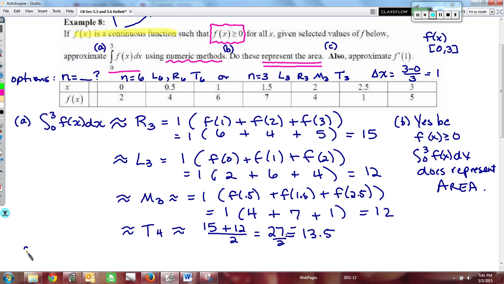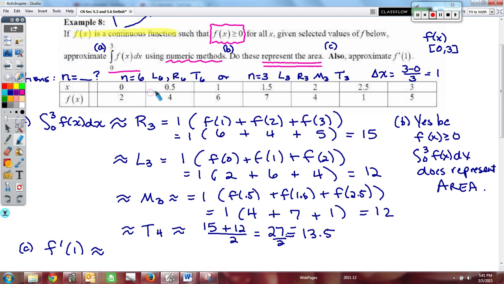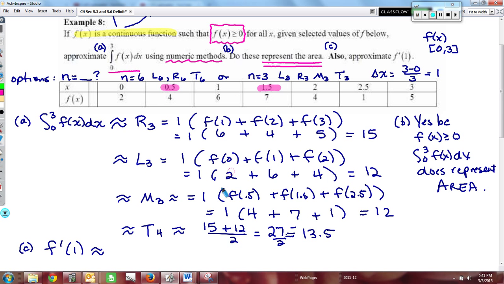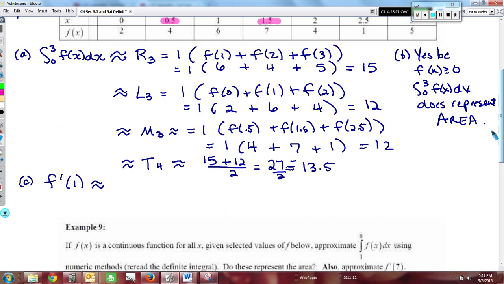Alright, now for part C, this is because, in the AP, they don't just in isolation ask you chapter 5 material, they'll ask you chapter 5 and chapter 3 material. So they've asked me to approximate f prime of 1. And to find an instantaneous rate of change, I use an average rate of change. I could use the symmetric difference quotient and use the secant line on either side of 1. So what would probably be best in this situation is to use our 0.5 and our 1.5.